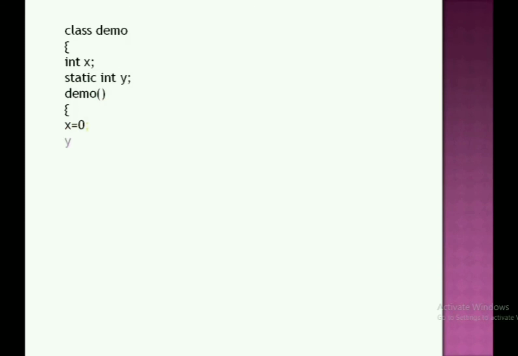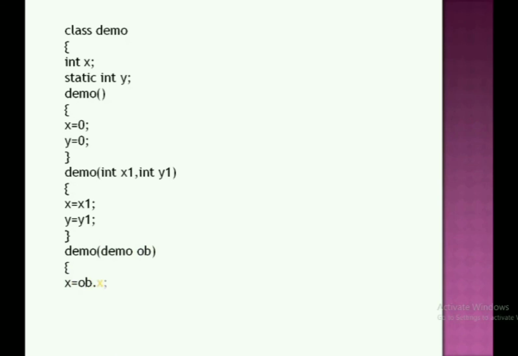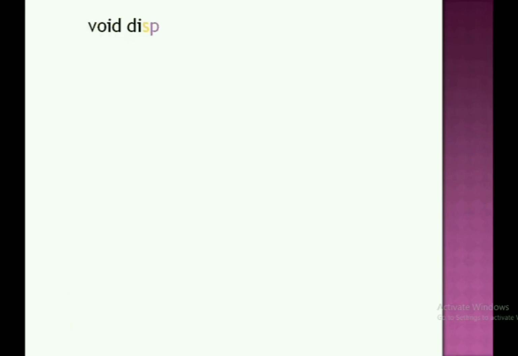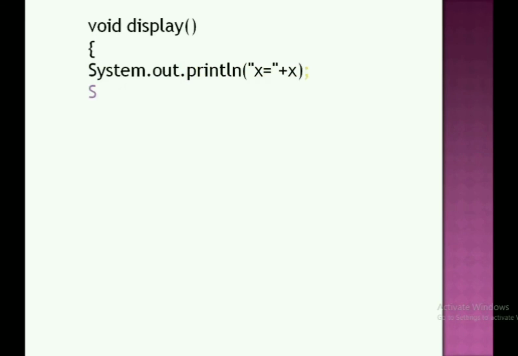As you can see, we have declared the instance variable x and the class variable y, which has the keyword static. We have made one default constructor, which assigns the default values to the data members of the class, and the parameterized constructor, you can see, and the copy constructor also. Here is the void display method. In this method we are printing the values of x as well as y.